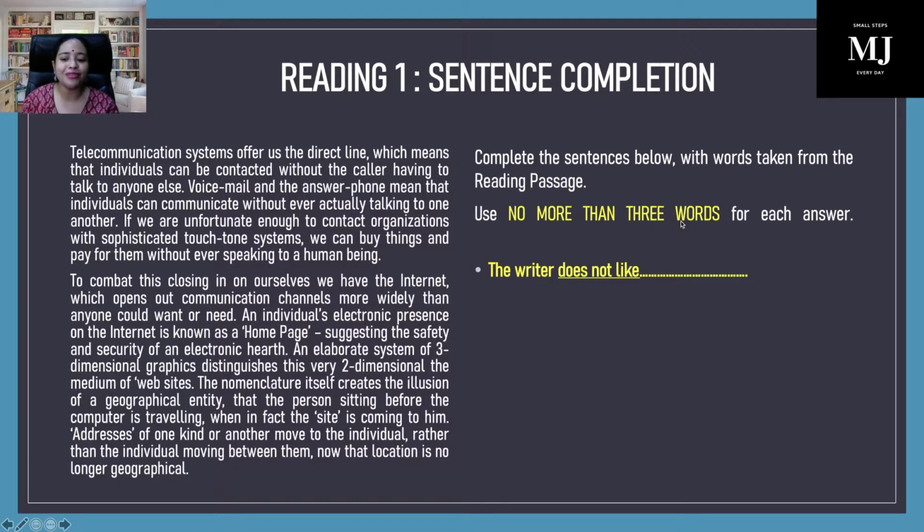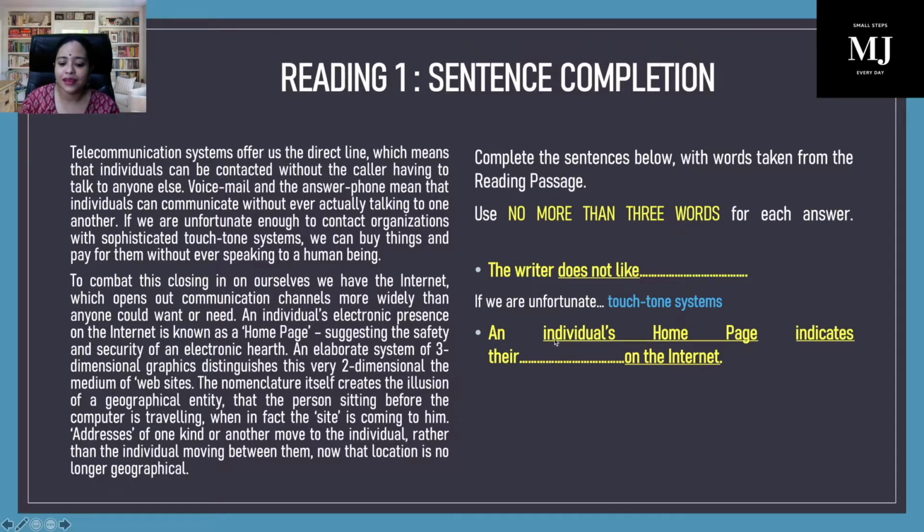Yes. No more than 3 words. So we have 1, 2, 3. How many words? Well, 3 words. But if you closely look, we actually have 2 words, guys. Why? Because touch tone is hyphenated, and any hyphenated word, remember, any hyphenated word will be considered as only 1 word. Touch tone is 1 word. That's why we have 2 words. We are well within the answer limit. Okay? So the answer can be touch tone systems. And how are we getting the answer? If we are unfortunate, the perspective of the writer.